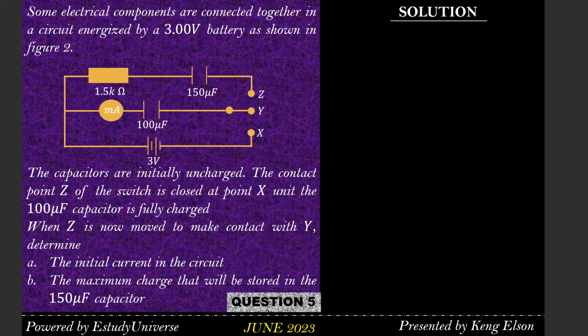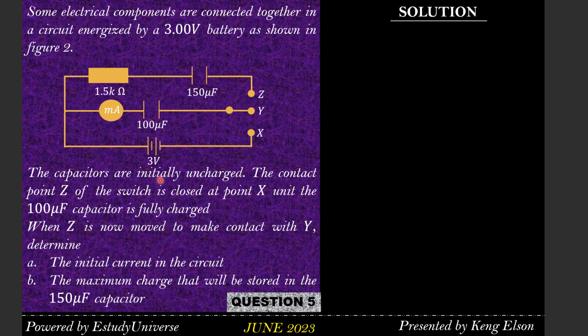All right, so this is a question on current electricity, maybe linked a little bit with electric fields and capacitors. It reads, some electrical components are connected together in a circuit energized by a 3.00 volt battery as shown in this figure.